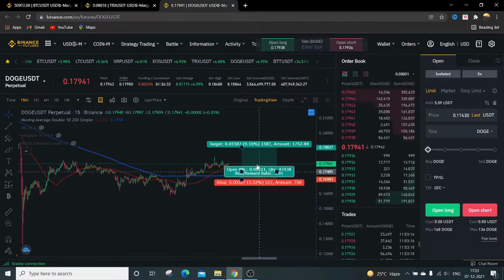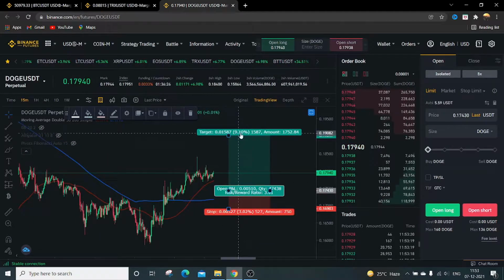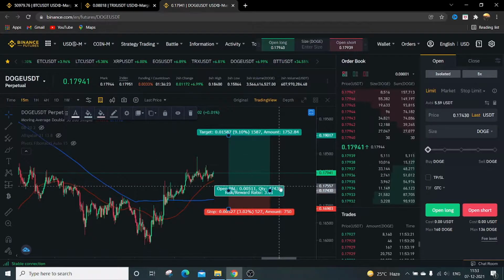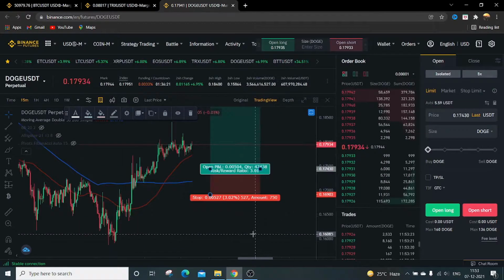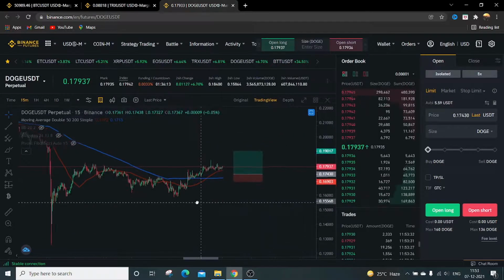Okay, so I want to keep the risk to reward ratio at 3. That means for a 3% loss, I want to take profit at 9%. So this is a stop loss visualization in the candlestick chart. This is all about taking a long position.